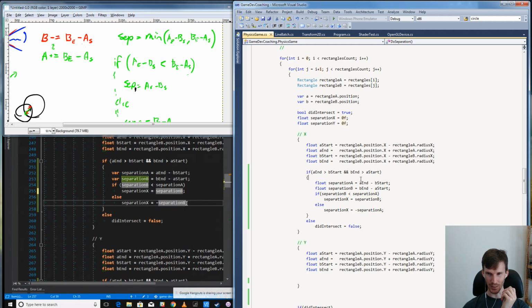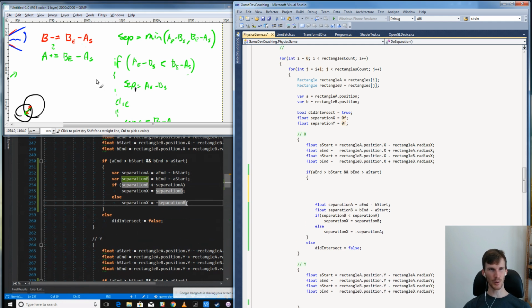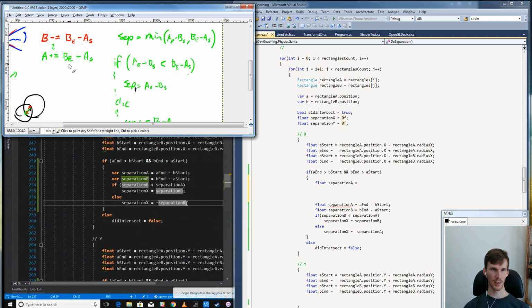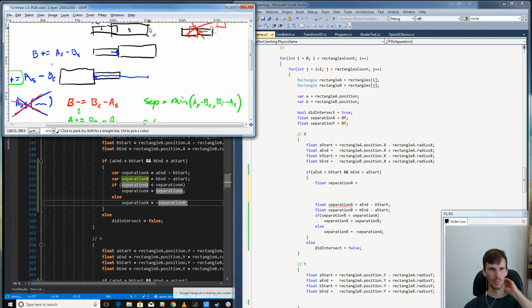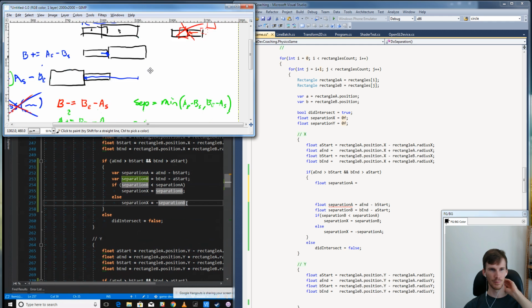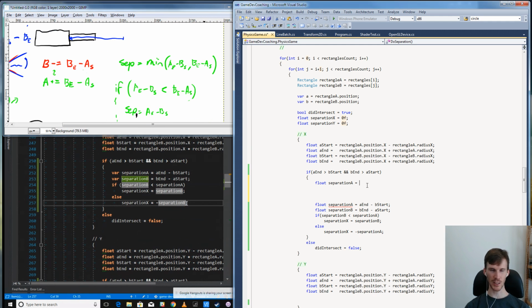Let me have a think about this for a second. So okay, we'll do it from the diagram again. So float separation A is definitely this one, because this one is moving. This one is effectively moving A, so we get A start to B end. So this is how much separation we need if we moved A. So B end minus A start.